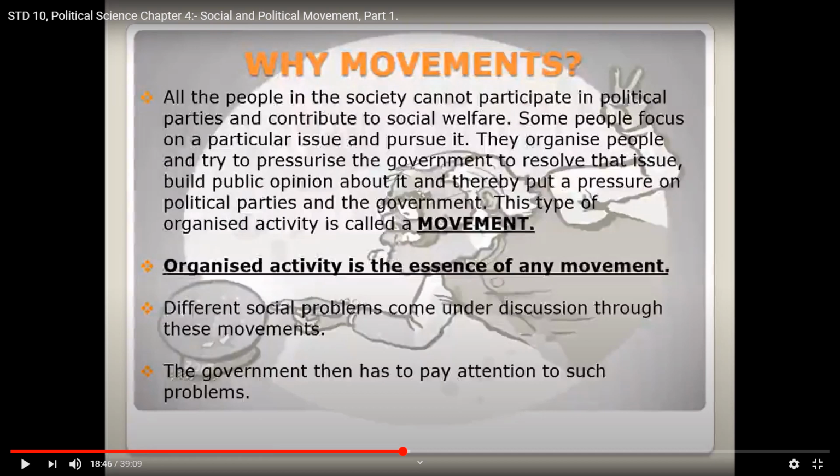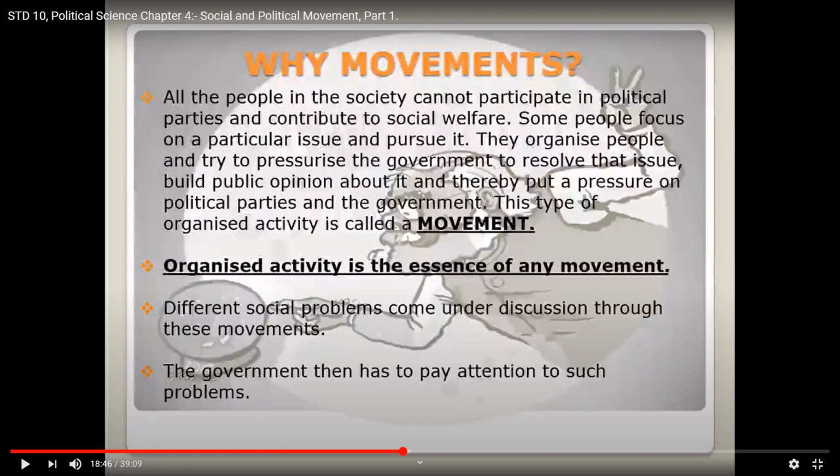Now, organized activity is the essence of any movement. Organized activity means they do something. They try to show that this is really the problem. For example, in the Chipko movement, what was the organized activity? Wherever they would go to cut trees, the people from the surrounding villages would come and surround the trees and hold the trees together. That was an organized activity. So it is very, very important.